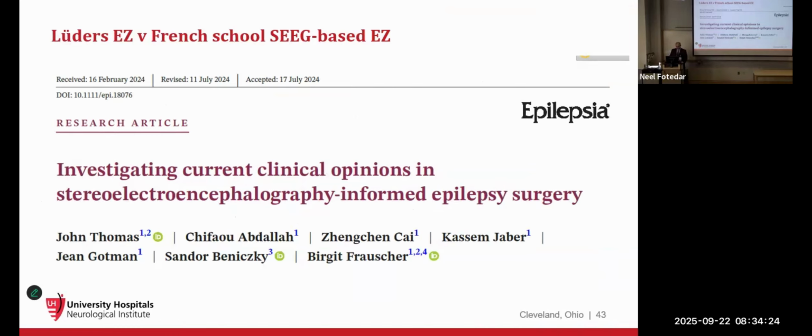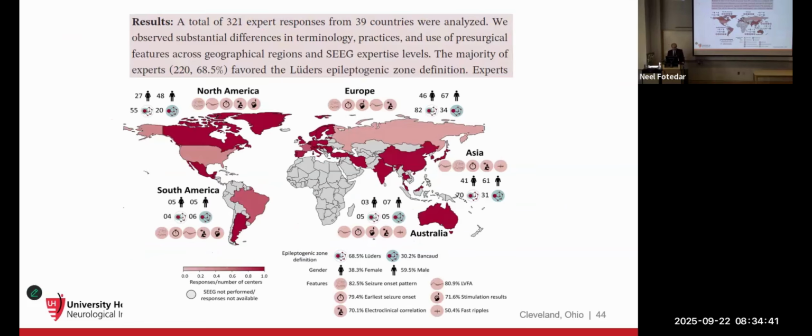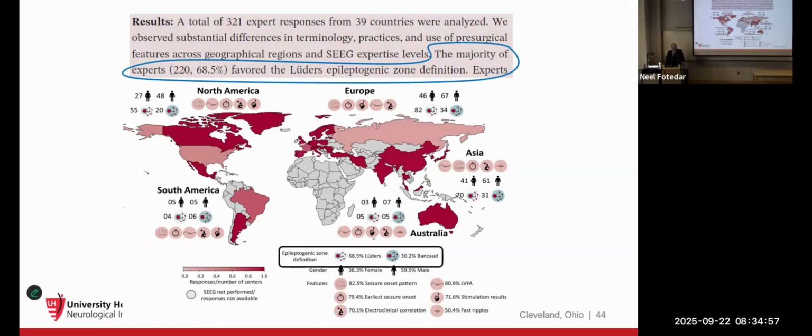So in terms of usage around the world, there was a very nice study published in 2024 by Dr. Frauscher's lab, where they investigated the trends of use of terms related to SEEG around the world by epileptologists working in level 4 epilepsy centers with access to SEEG. So they had a total of 321 experts from 39 countries. And the majority of experts favored the Lüders epileptogenic zone definition, which is 68.5%. What was a little interesting to me was that this was predominantly in Europe.